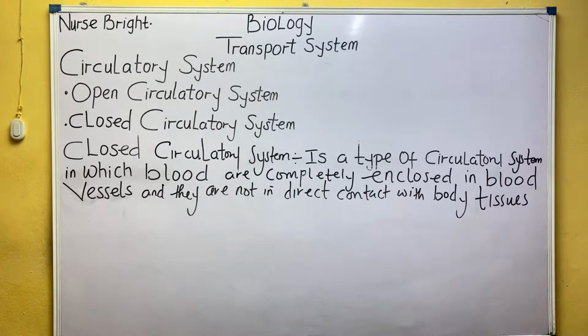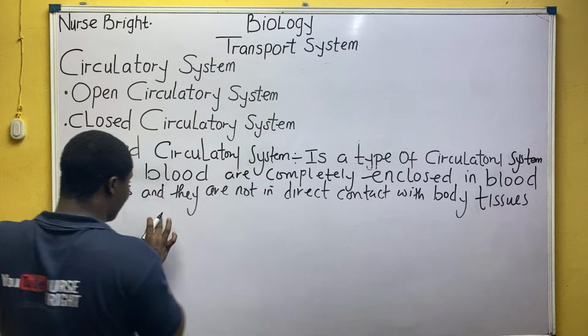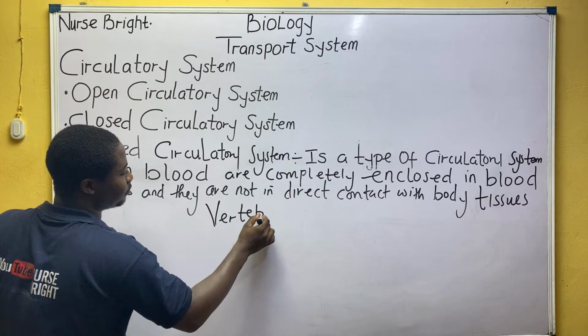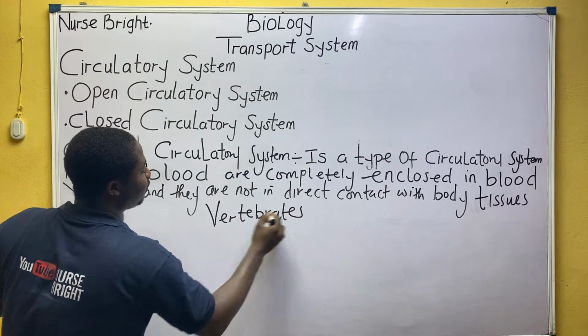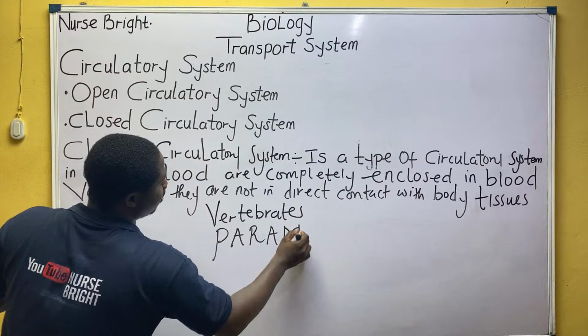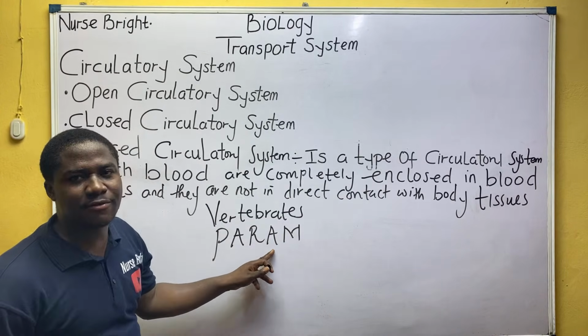Let's get into the characteristics of a closed circulatory system. Examples first before I move further. Examples include all our vertebrates, which include Pisces species, amphibians, reptiles, apes, and mammals.